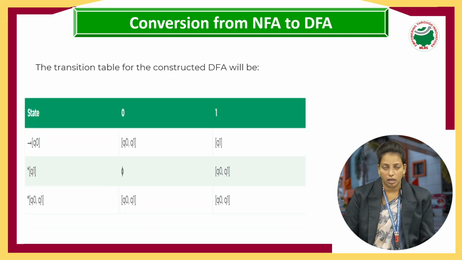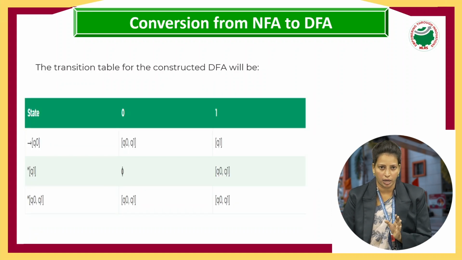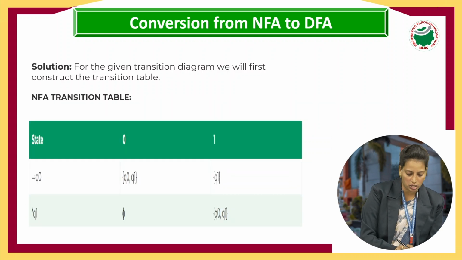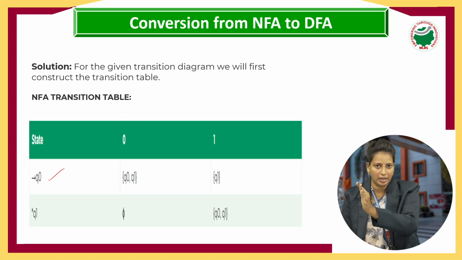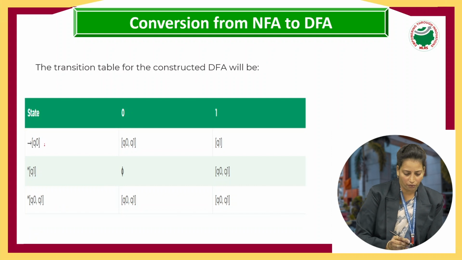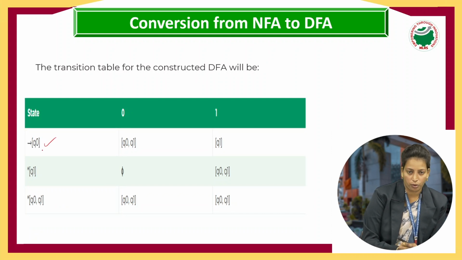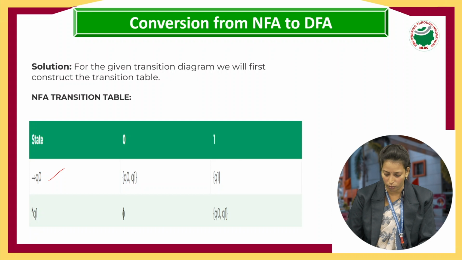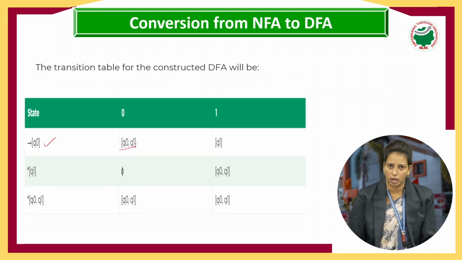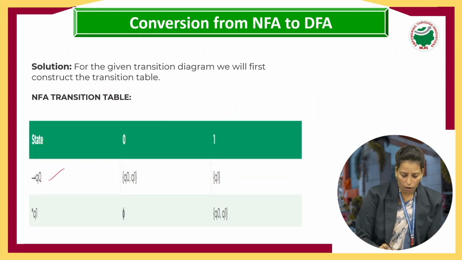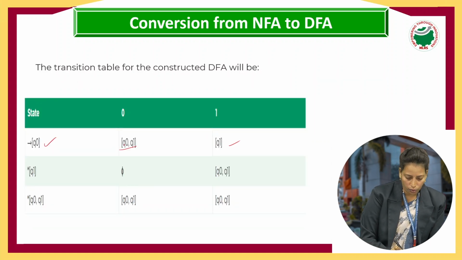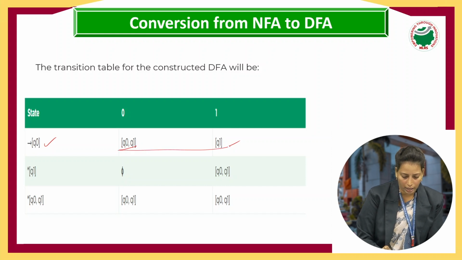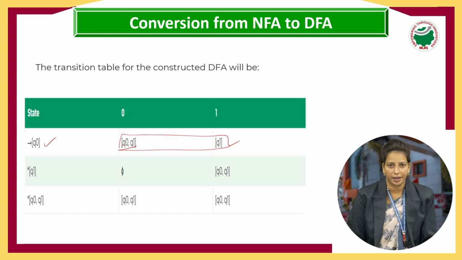Next, add the initial state of NFA to the DFA transition table. That means the NFA's initial state, so Q0. That state is added to the DFA transition table. So this is the DFA transition table, right? So Q0 of 0 goes to Q0 and Q1, right? Next, Q0 of 1 moves to Q1, right? So these two are the newly generated states.